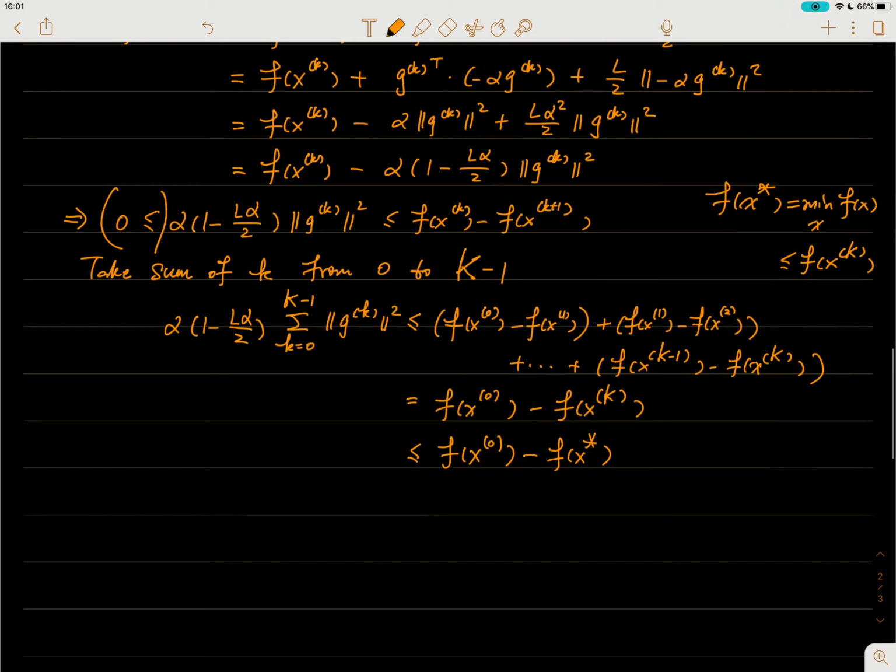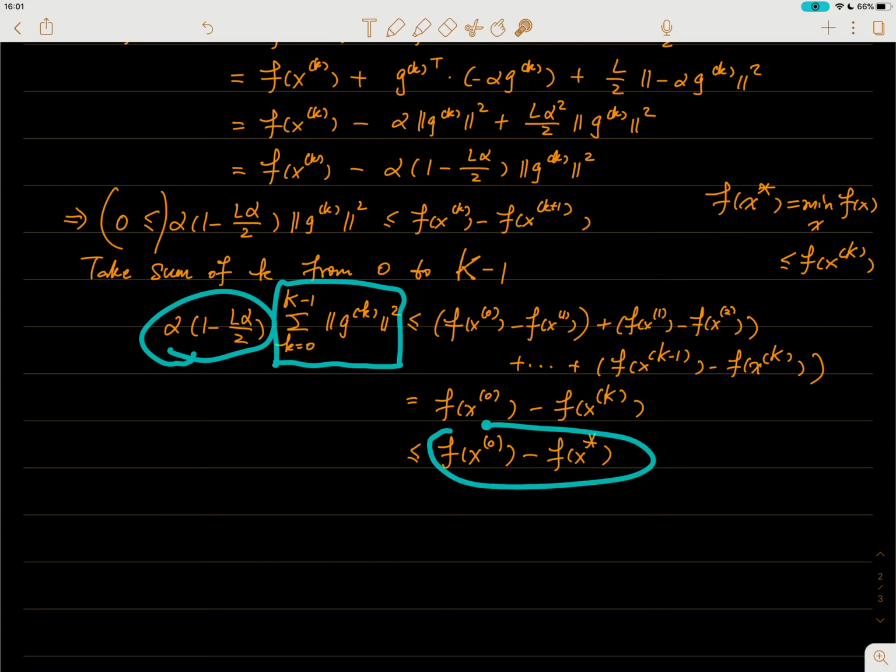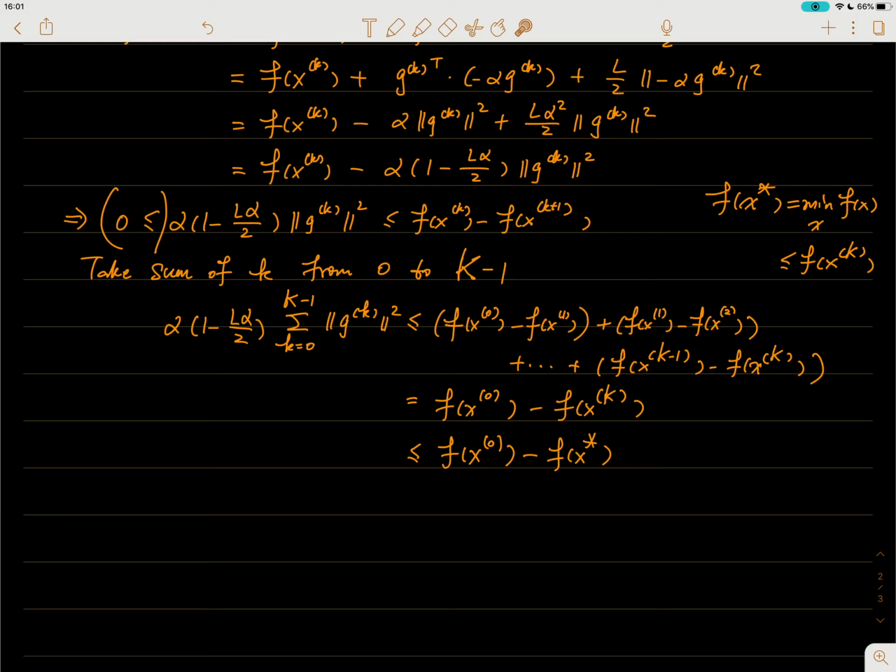Okay, so let's see what we got. On the left-hand side, I have the sum of this times a positive constant. On the right-hand side, I have this, which is a fixed number, since once I choose my initial x0, this one is fixed. Although I don't know what the vector is, I know this is a fixed number, right? So what I proved is the sum of this thing is always bounded by this up to some constant. But the constant doesn't matter, it's a positive constant.